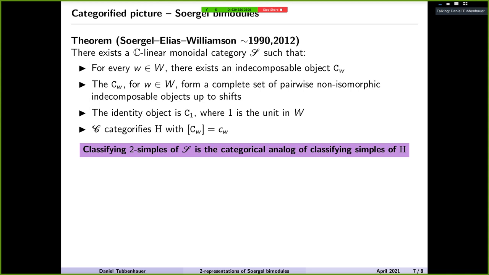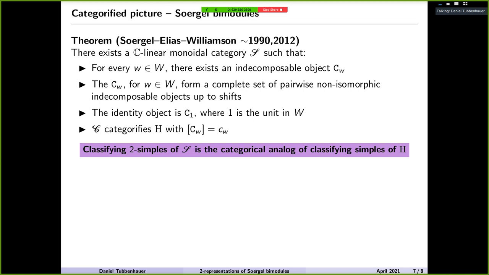But basically, what they say is there exists a C-linear monoidal category. So I really would like to work with C for now. So the classification I'm going to show you is not modular. It's over C. But anyway, it was already hard enough, so I'm very happy. There exists a C-linear monoidal category which basically categorifies the Hecke algebra. So for every element in your Weyl group, in your Coxeter group, you have an indecomposable object whose character is the Kazhdan-Lusztig basis.